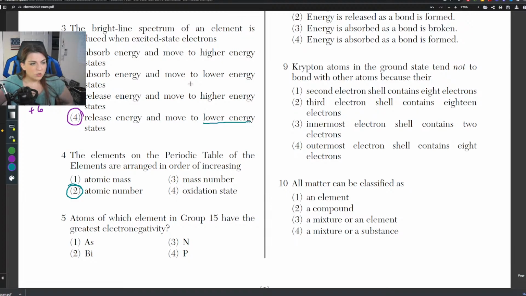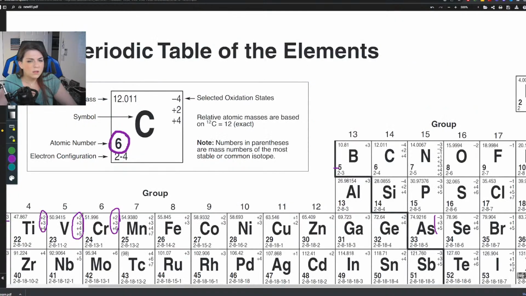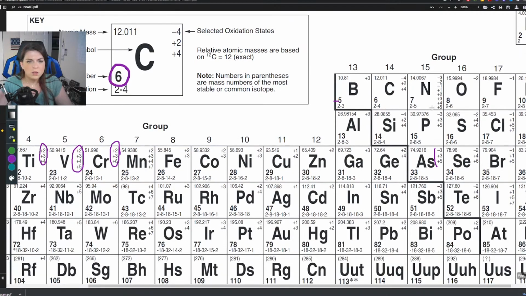Atoms of which element in group 15 have the greatest electronegativity? I know the answer without even looking at table S because I'm using my periodic table trends. We have arsenic, nitrogen, bismuth, and phosphorus. I feel like I've had a question very similar recently. Yeah, I think the question was, which of these is a metal? Nitrogen, phosphorus, arsenic, or bismuth, which has the highest electronegativity was the question.